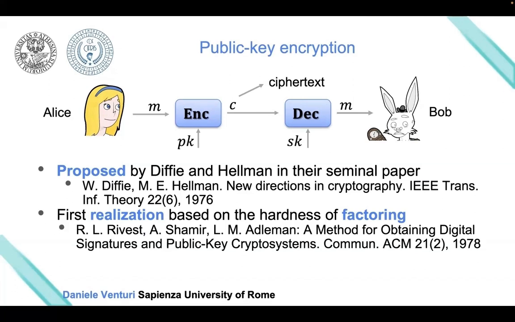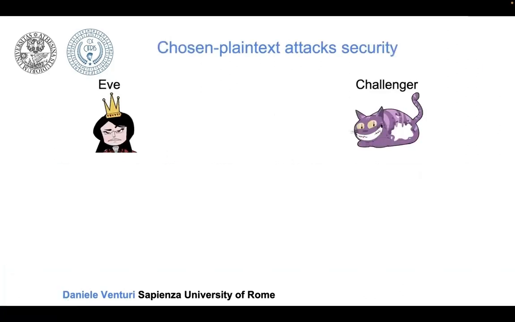Since then, many new realizations of public key encryption are known, and when we talk about security, it's important to give a quick note about what we mean by a secure public key encryption scheme. Typically the standard notion of security, or maybe we should say the minimal notion of security, is the so-called chosen plaintext attack security, sometimes known as CPA.